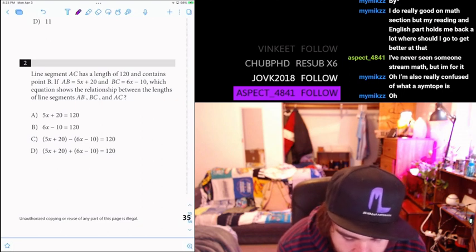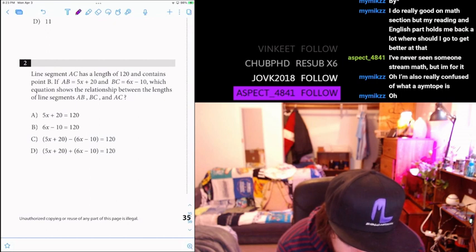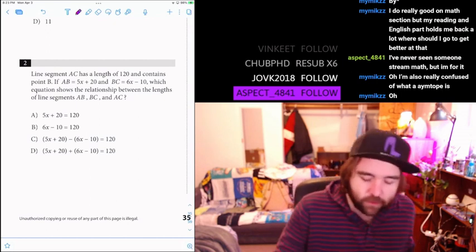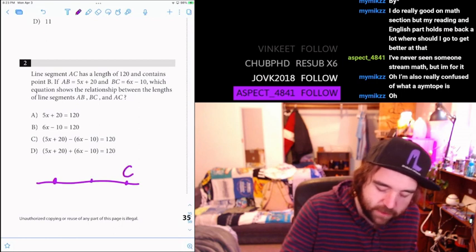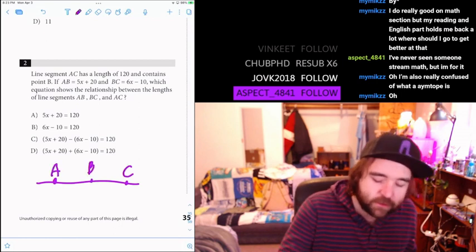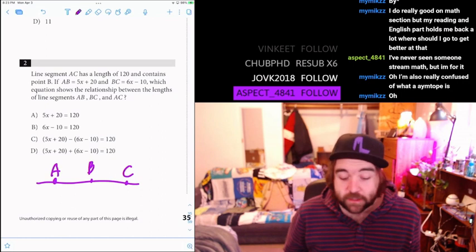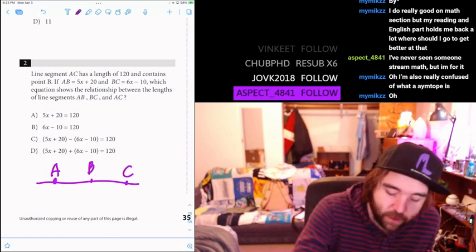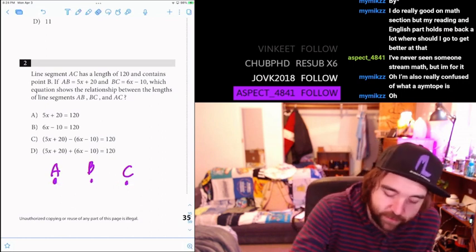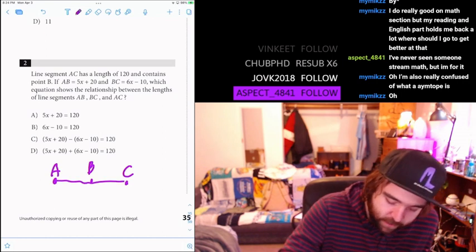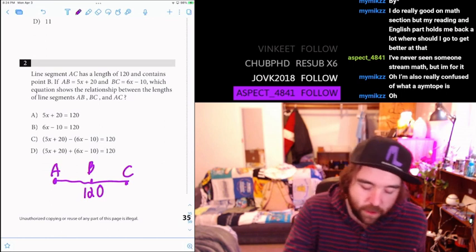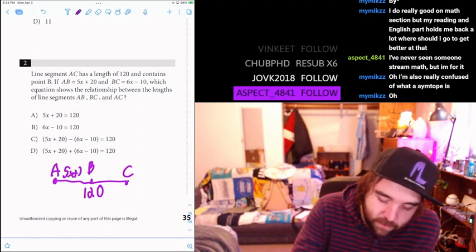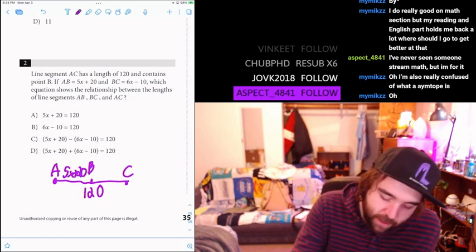So line segment AC has a length of 120 and contains point B. Got it. So let's draw the picture real quick. We got line segment AC and it contains point B. That makes sense. And it has a length of 120. Also, it's a segment. Just stop there and show that it's got a length of 120. B is not necessarily in the middle. We actually know that this is that, and we know that this is that.